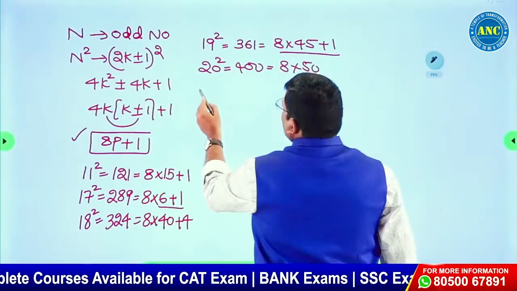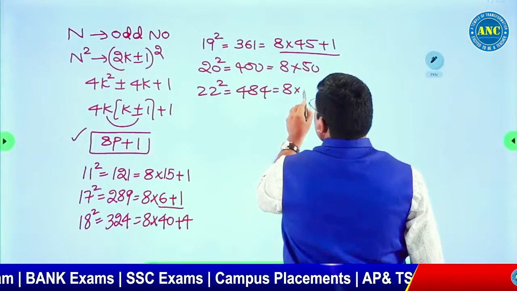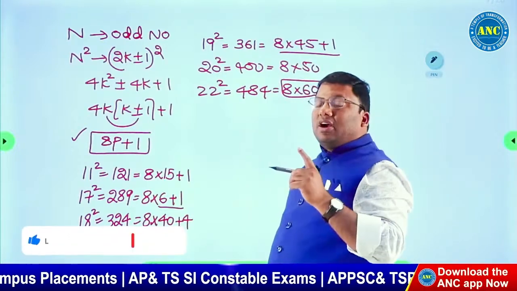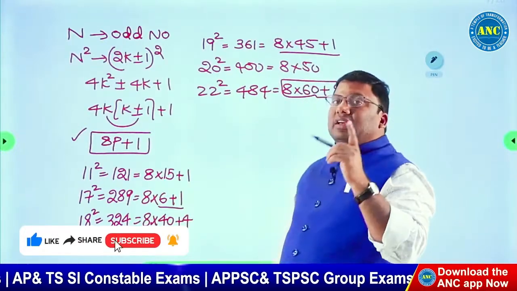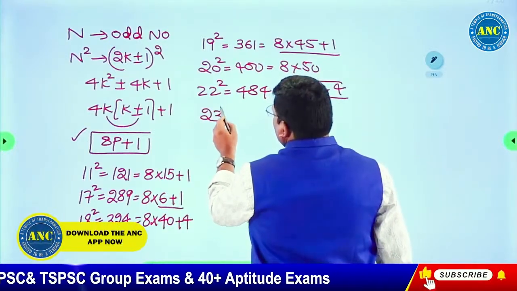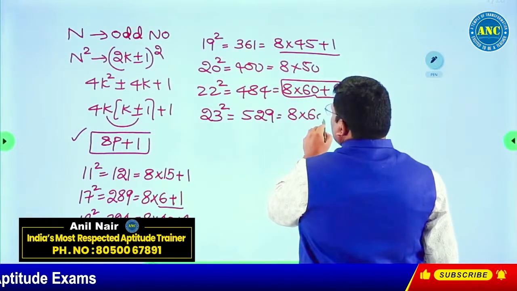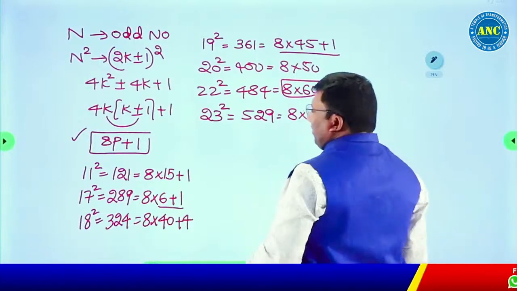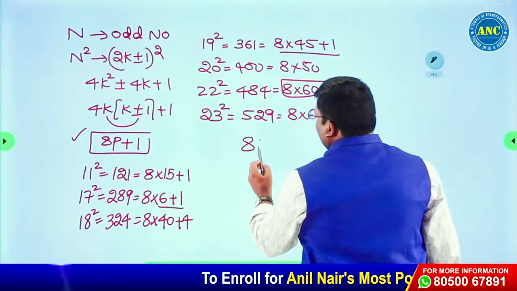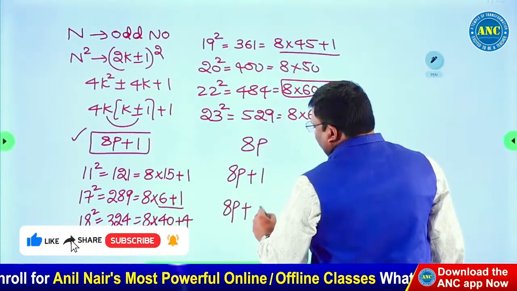If you want to take 22 square, 22 square is 484. 8 60s are 480 plus 4. 8p plus 4 form we got. Now let us take 23 square. 23 square is 529. 8 6s are 48 plus 1. Which all forms we got? We got 8p, 8p plus 1 and 8p plus 4.